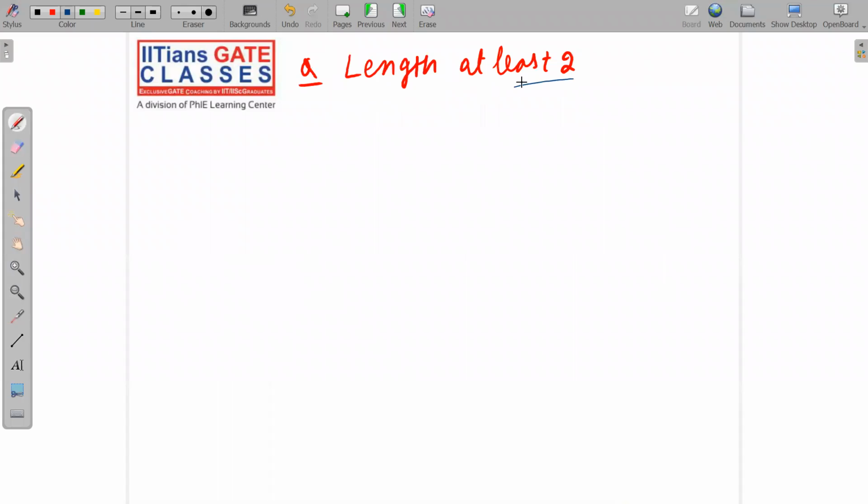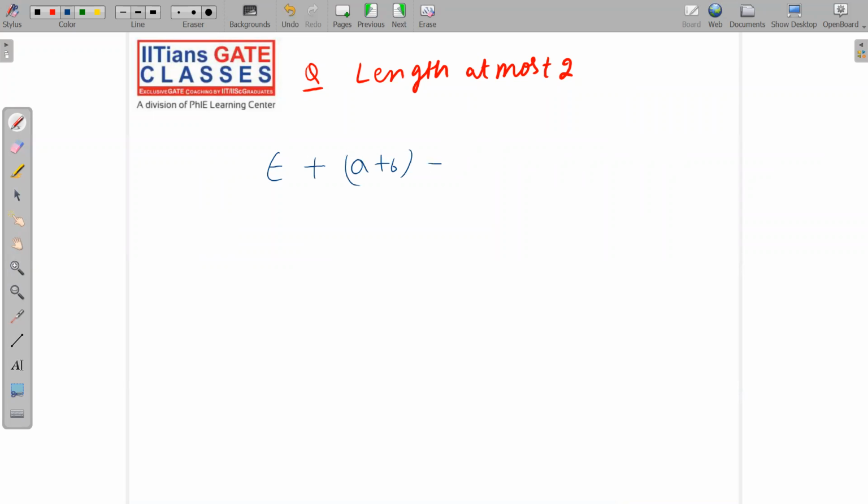Next, length at least 2. This is again very simple. At least 2 means what? Length 1, length 2, and after that you can get anything. So this is the answer. Length at most 2. This is again very simple. At most 2 means length 0, length 1, length 2. Please note it down.